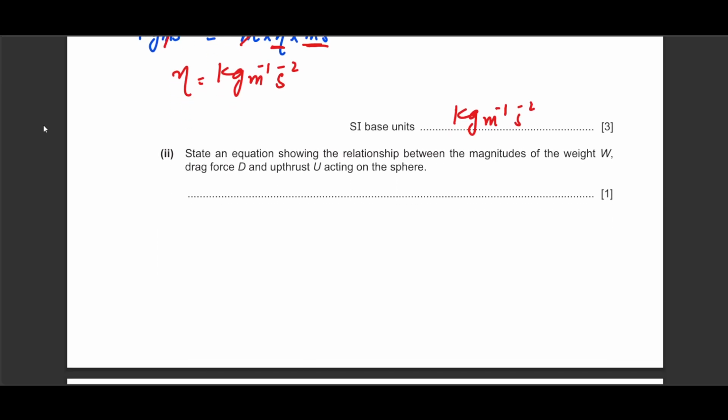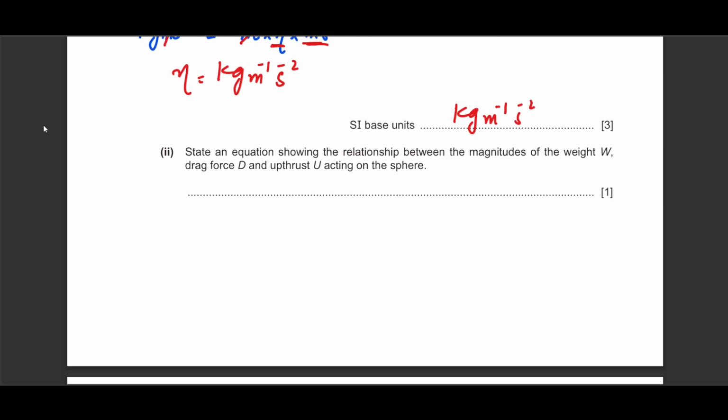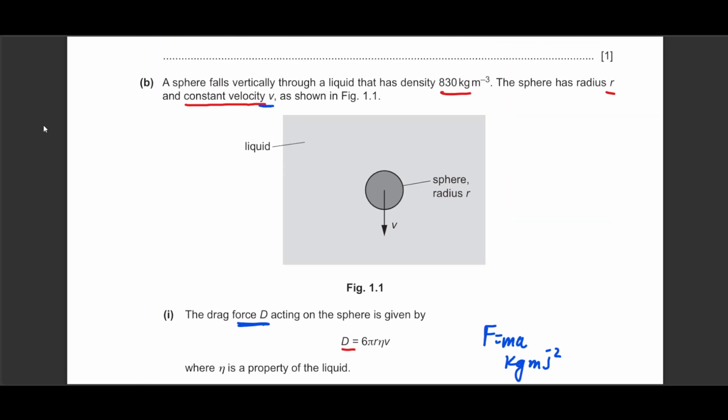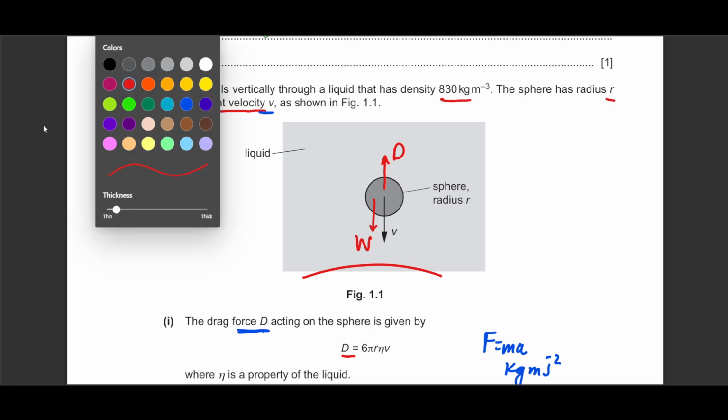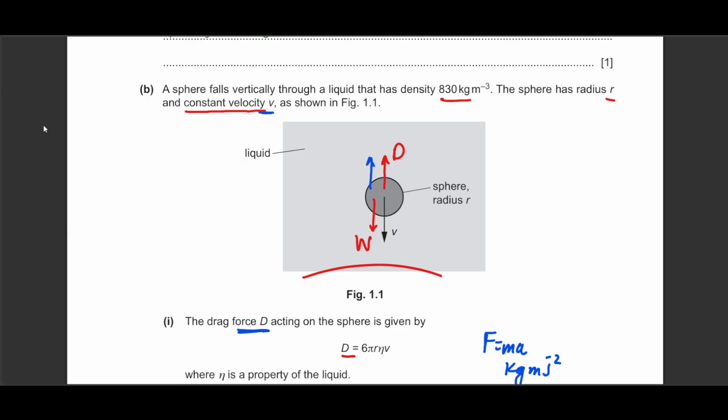It's algebra, nothing too difficult. State an equation showing the relationship between the magnitudes of weight, drag, and upthrust. Since he mentions that it's moving down, drag should be opposite to the movement. That is the pure understanding of this. Weight is always downward because of the Earth's gravity. Upthrust is always in the upwards direction, no matter if the ball is moving down or up. Drag changes its orientation. If the ball was moving up, then the drag would be downwards.